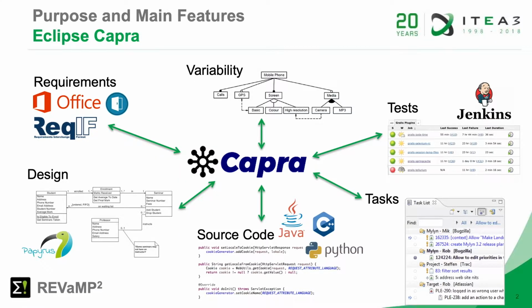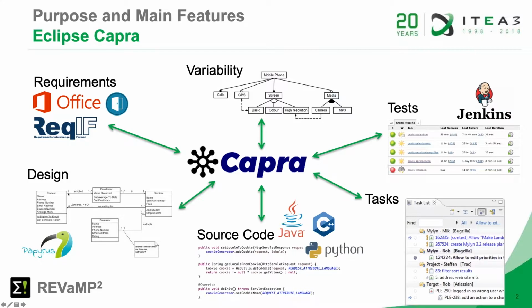As you can see in this picture, Eclipse Capra is at the center as the connecting engine. It allows you to create links to artifacts in different tools that could be in the organization's toolchain. For example, requirements could be stored in Microsoft Office as Word or Excel files. You can also have requirements in IBM Doors or stored as ReqIF files.